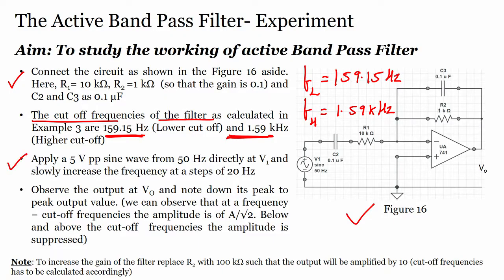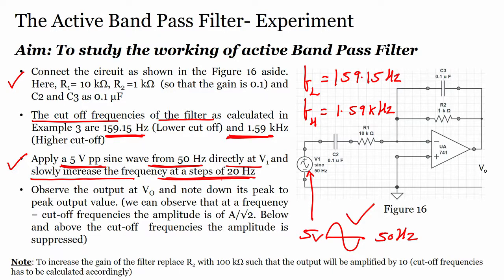We will apply a 5 volt sine wave of 50 hertz at V1, and slowly increase the frequency in steps of 20 hertz. Right. We will start increasing the frequency with a step of 20 hertz. It is the same as the passive filter. We are going to do a similar experiment. The only difference is that now we have an op amp to help us.